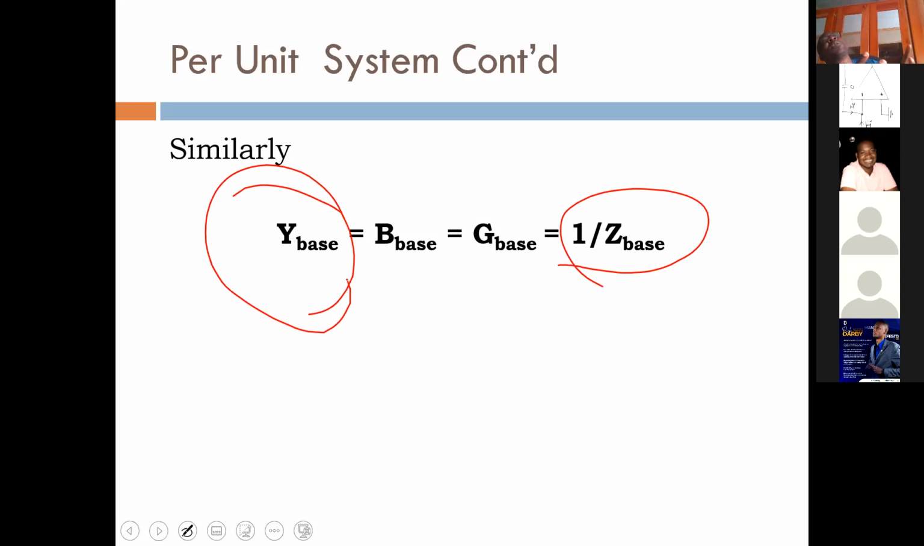So we have these mathematical relationships, students. We have the one for P. We can derive I base. We have derived Z base, and we know the relationship between Z, R, and X. Now we have Y being equal to B, being equal to G.